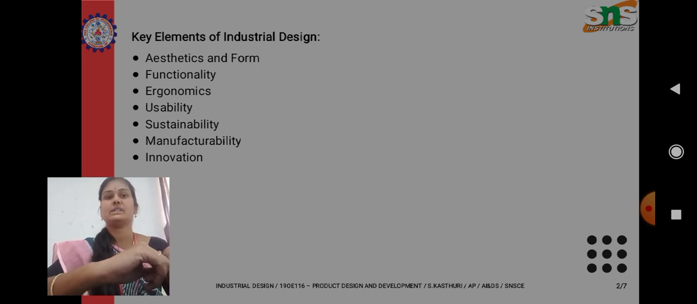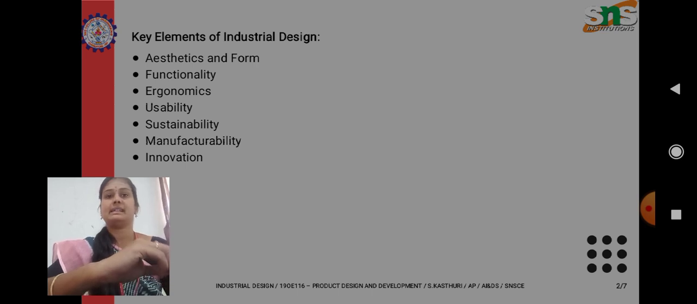to interact with. This involves designing products that fit the human body's natural movements and reducing the risk of discomfort or injury. Usability focuses on making products easy to operate and intuitive. A well-designed product should require minimal explanation or effort for the user to understand and use efficiently. Sustainability is an increasingly important factor in industrial design. Designers must consider the environmental impact of materials, energy usage and waste throughout the life cycle of the product.